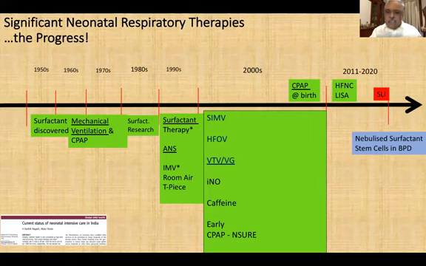A lot of studies are going to come up, and stem cells in BPD is probably the next new thing we're all looking forward to. So you can see how much neonatology has changed in respiratory care. But what is very clear is that there has been a great paradigm change.